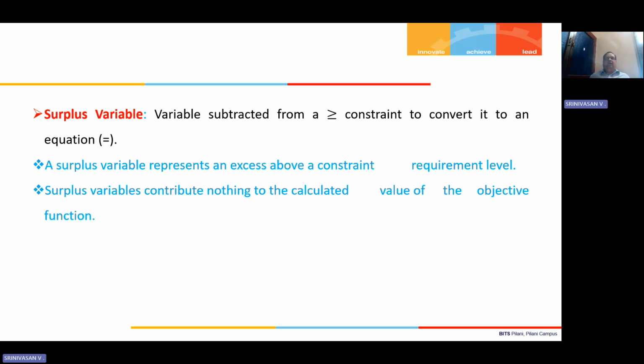So a variable subtracted from a greater than or equal to constraint to convert it into an equation is called a surplus variable. As before, a surplus variable represents an excess above a constraint requirement level. It is more than what is required, the excess. It contributes nothing to the calculated value of the objective function, like your slack variable. Okay. They are almost dummies.